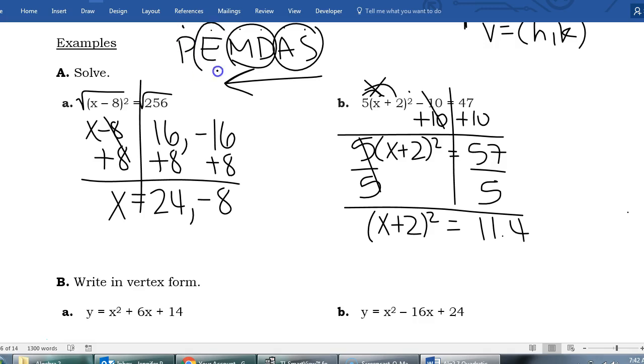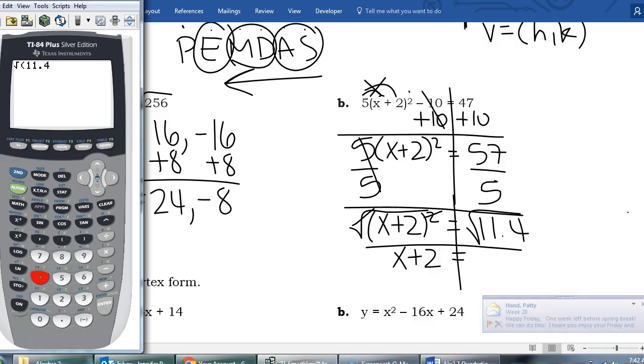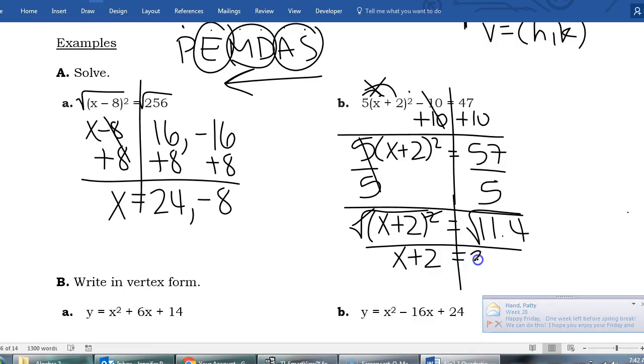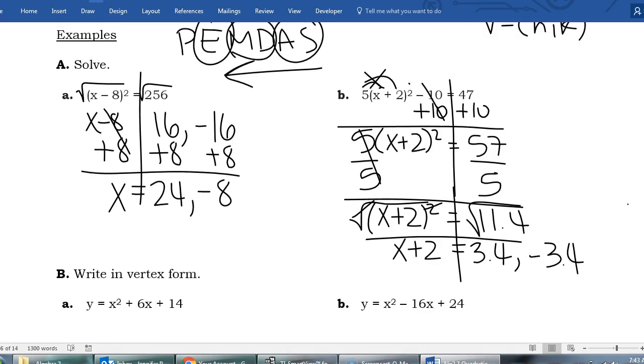Next is the exponent. We undo a square with a square root, and that leaves me with x plus 2. The square root and the square cancel out, so I can drop the parentheses. The square root of 11.4, I do not know that off the top of my head. I know it's 3 point something, but let's get a better answer than that. 3.4. We'll round it to 3.4. But not just 3.4, also negative 3.4. After your root step, you always have the positive and the negative version of the answer.